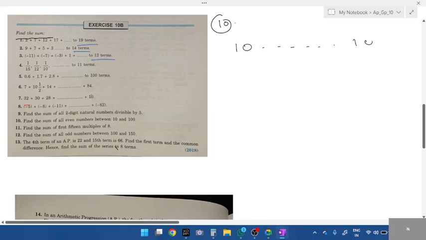10 and 100. What do you mean by between, students? If they give the word between, you shouldn't consider 10 and 100. In between them, what are the even numbers? Should I start from 11 or 12? Yes, tell me. What are even numbers between 10 and 100? I should start from 12. And they haven't mentioned two digit, three digit, nothing. Instead of that, they have told 10 to 100.